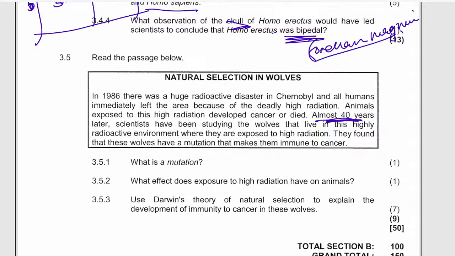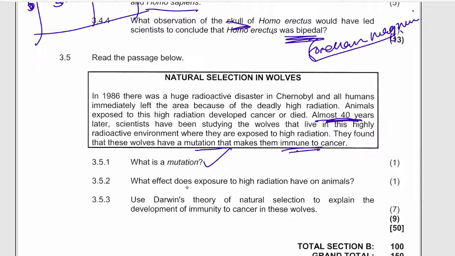Almost 40 years later, scientists have been studying the wolves that live in this highly radioactive environment where they are exposed to high radiation. They found that the wolves have a mutation that makes them immune to the cancer. Immune to the cancer, meaning that even if they have cancer, it's not being affected. So you either have that cancer and you become immune to it, or you die. All right, what's a mutation? It is a sudden permanent change in the genetic composition of an organism. Yes. So we said, remember yesterday, that it can be gene mutation or chromosomal aberration. Down syndrome, we saw it already in the question.